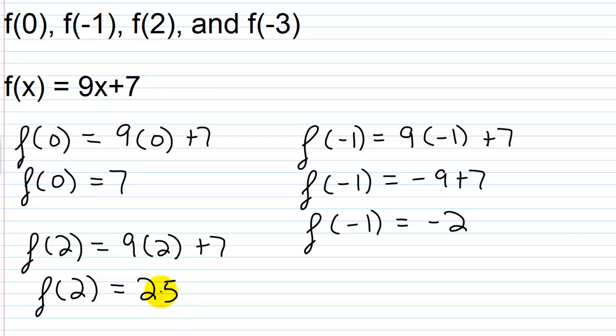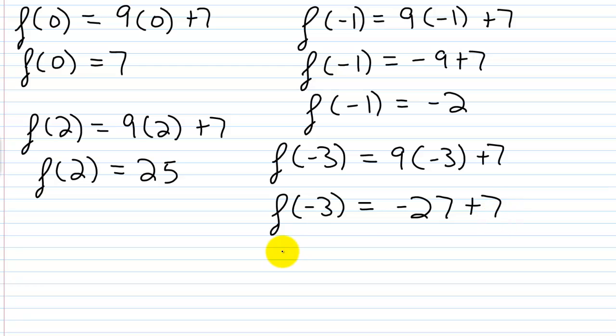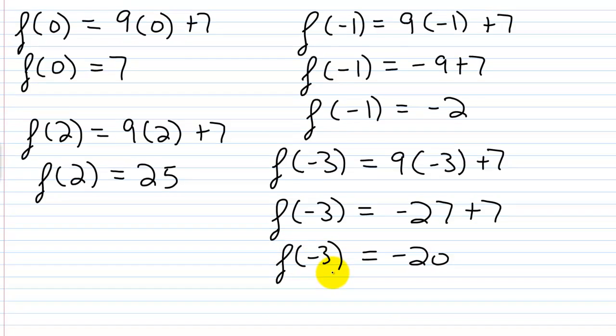Okay, and then we also want to do f of -3. So that would be equal to 9 times -3 plus 7. So 9 times -3 is -27. So f of -3 will be equal to -27 plus 7. And so -27 plus 7 is -20. So f of -3 is -20.